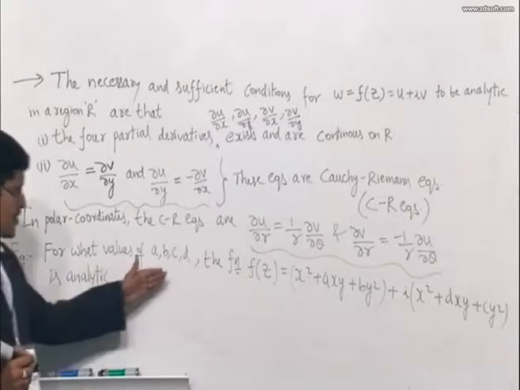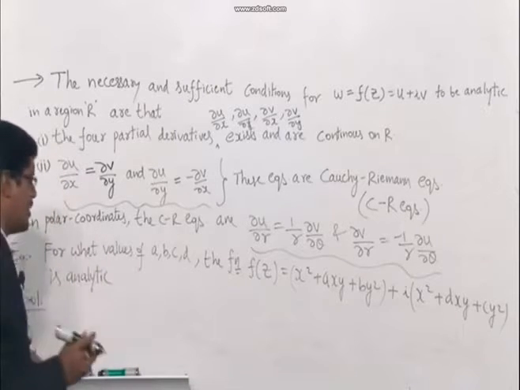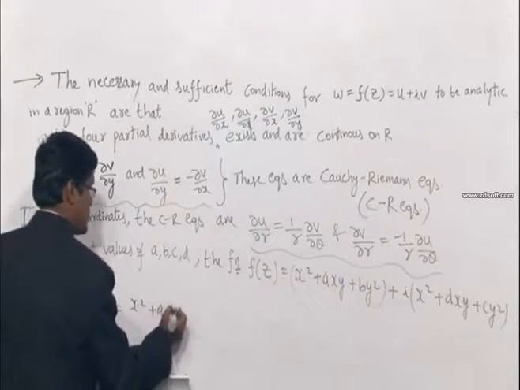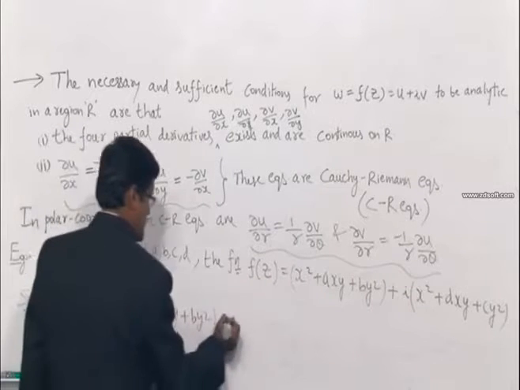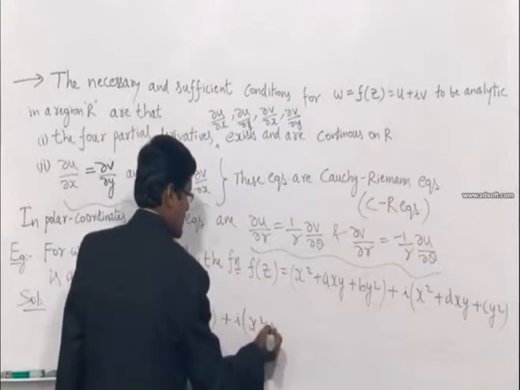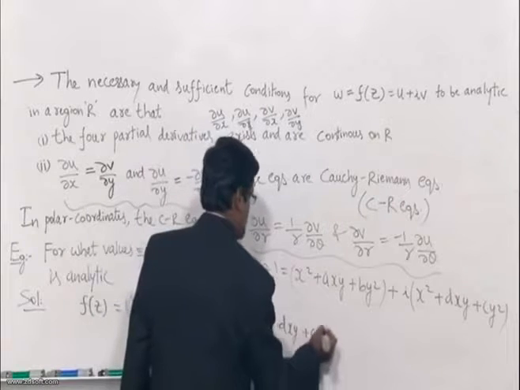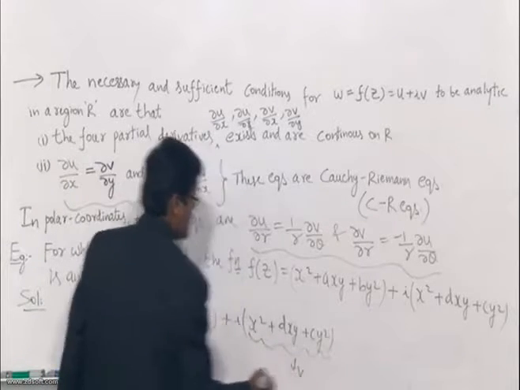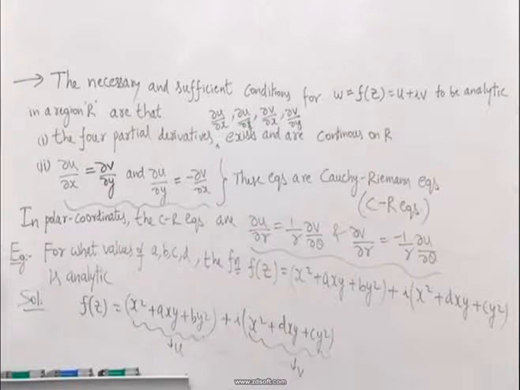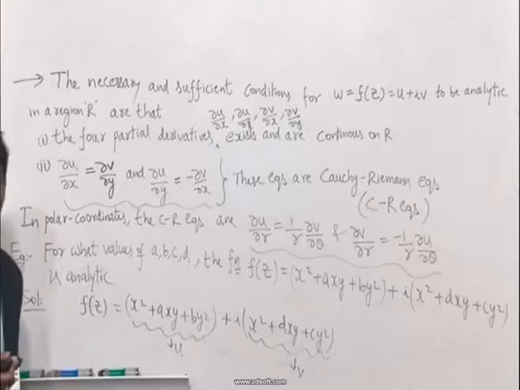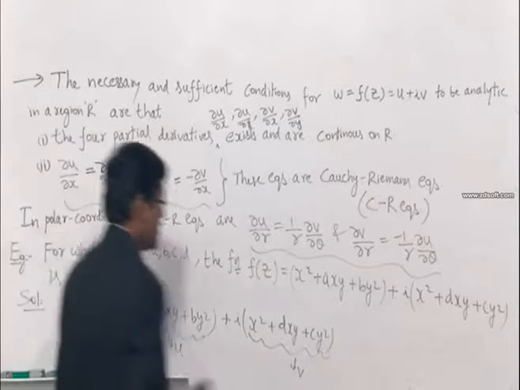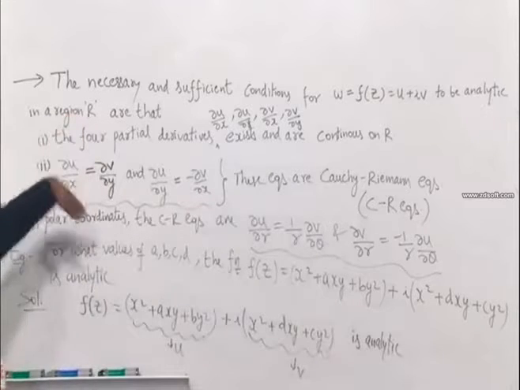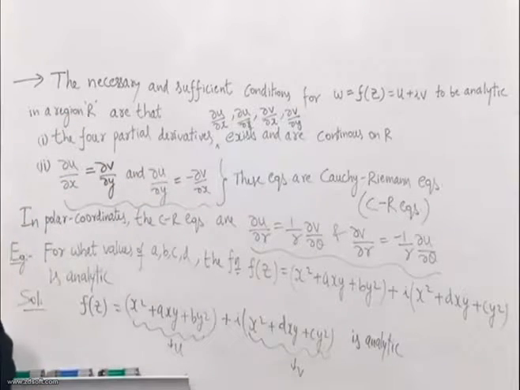Solution. So here the function is given to be analytic. Now we need to find a, b, c, d values. f of z is equal to x square plus axy plus by square plus i times x square plus dxy plus cy square, which is in the form of u plus iv. The coefficient multiplying i is denoted by v. The term not containing i, that is the real part of f of z, is u. Since it is analytic, use the second condition, that is the Cauchy-Riemann equations.